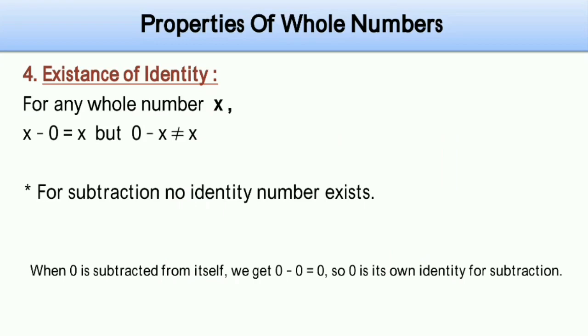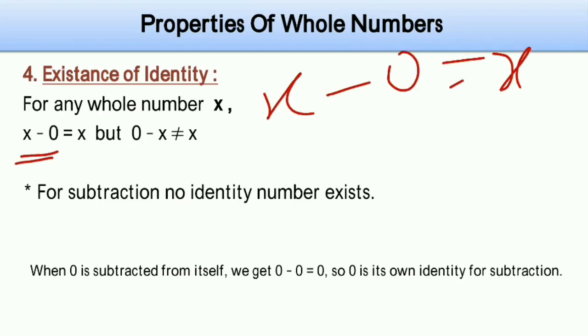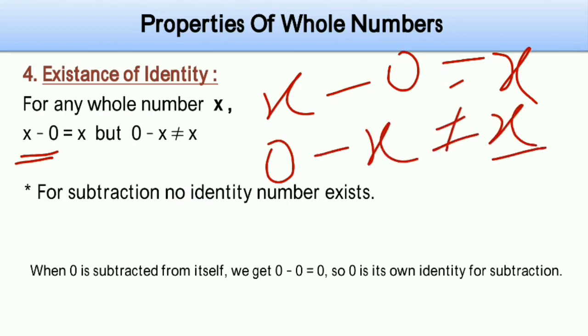Now existence of identity. Which number should be subtracted, or from which number any number should be subtracted, so that we get the same result? There is no such number. Even if we take 0, then x minus 0 is equal to x, but 0 minus x is not equal to x. We don't get the same result, so the identity is lost. So for subtraction no identity number exists.